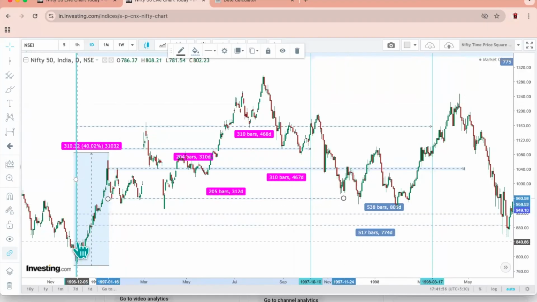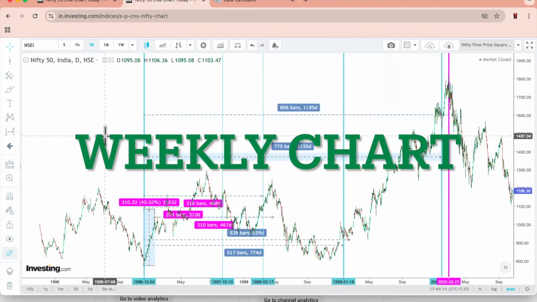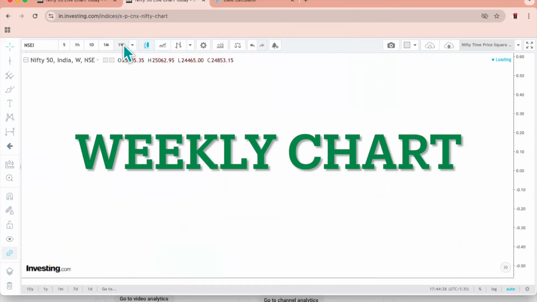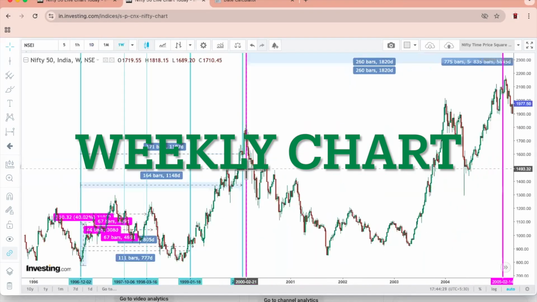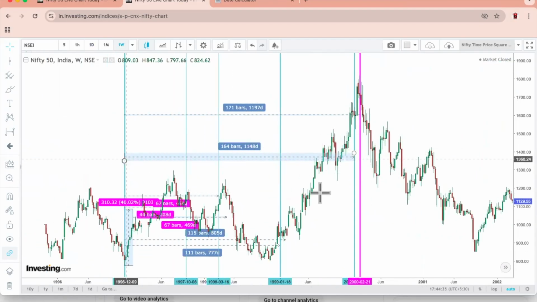Similarly, from this bottom, if we consider 310 trading days, we are again getting somewhere around a range, and over here this was the top. And if you only look from this bottom for 310 calendar days, we are almost getting a top over here. Now again, in a similar way, if you want to go for, let's say, 310, we can consider 310 as weeks. So maybe from this bottom we can consider 310 weeks.